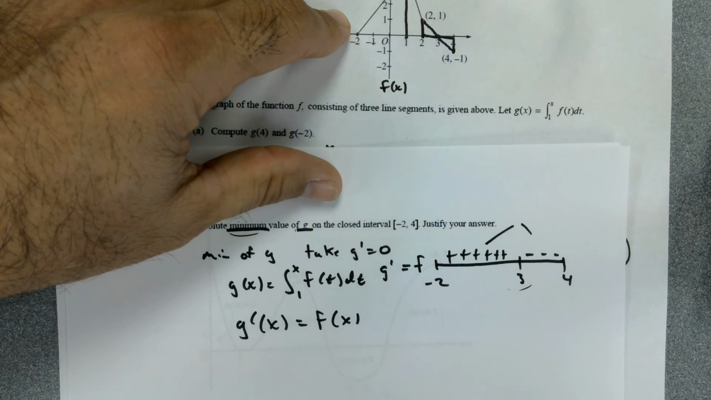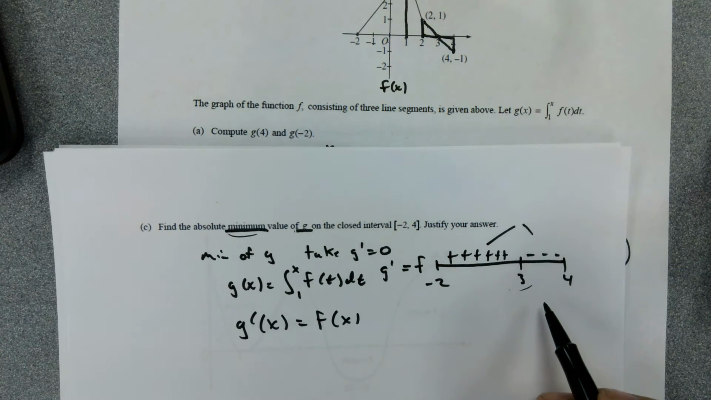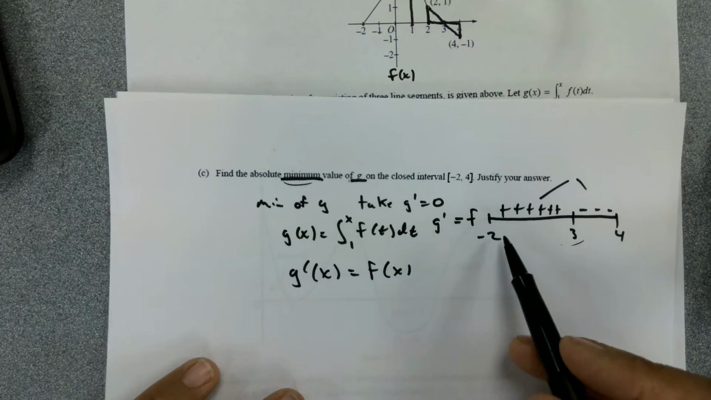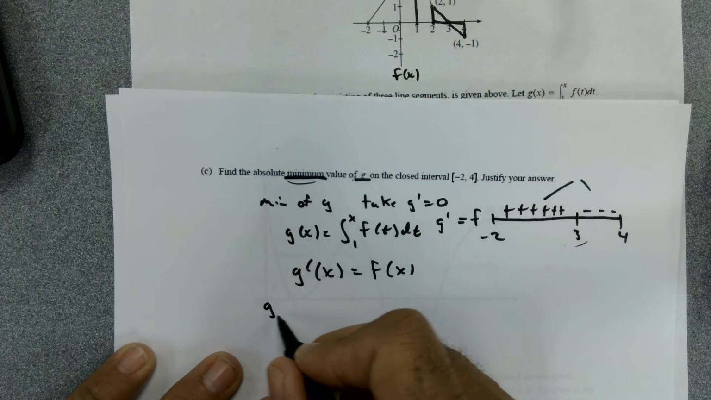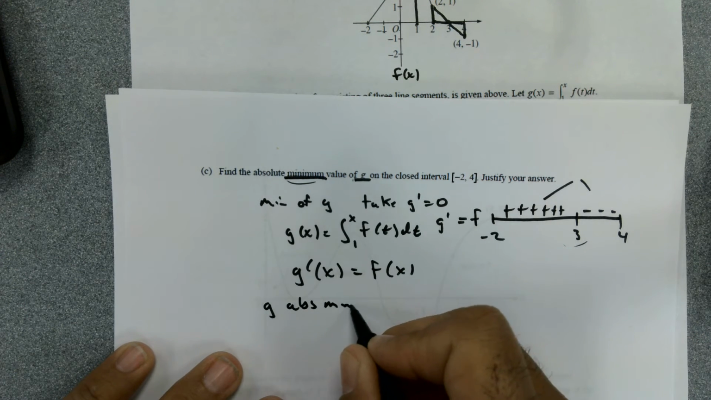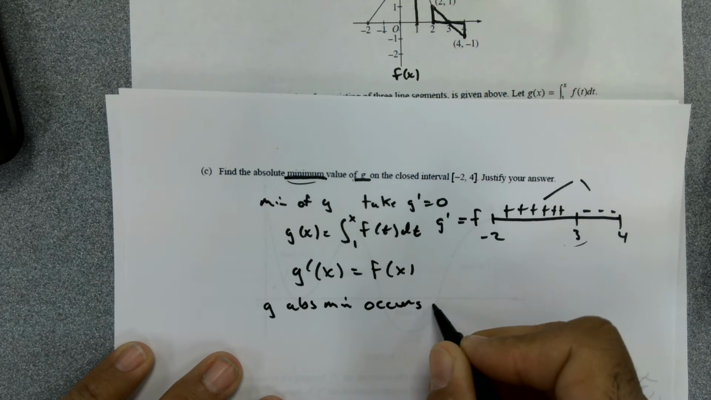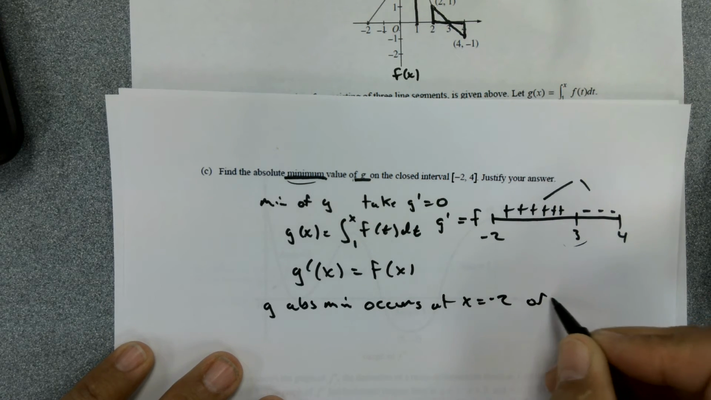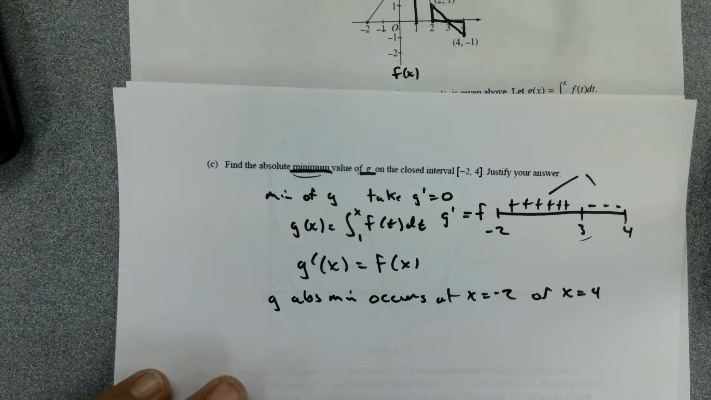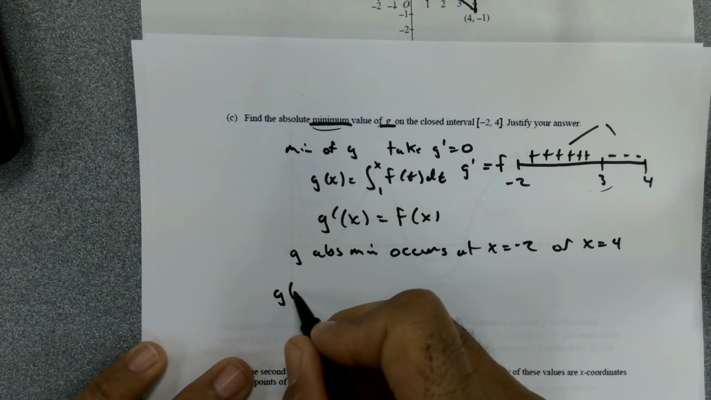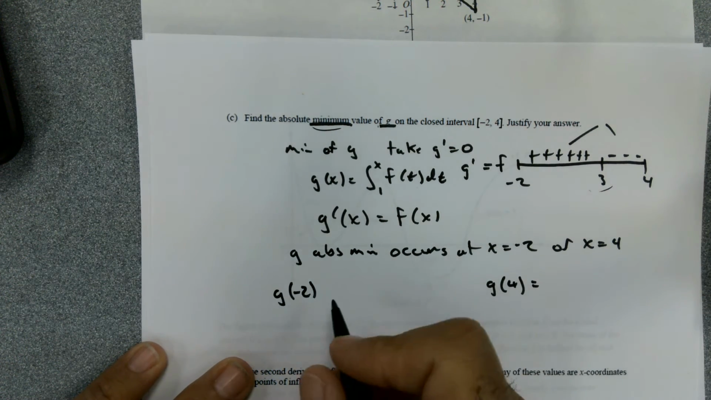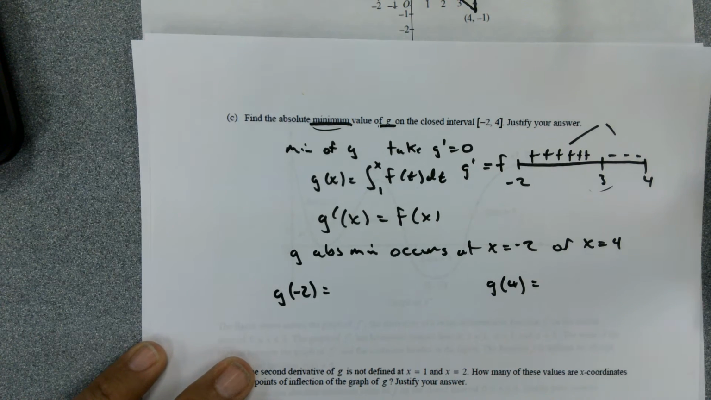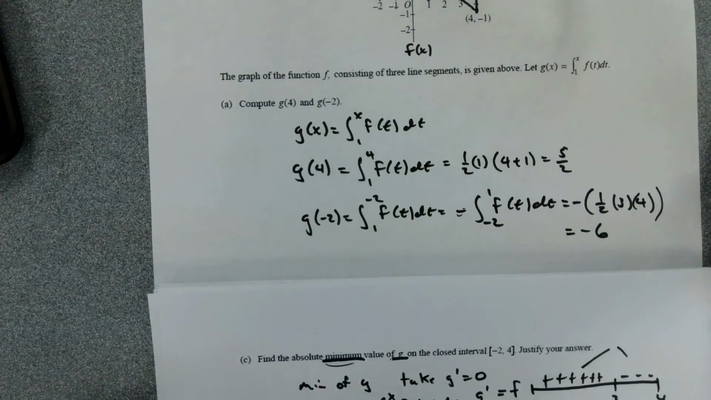So we want the absolute minimum. So the absolute minimum can occur at negative 2 or it can occur at 4. So we can say g's absolute min occurs at x equals negative 2 or x equals 4. So what that means is I need to find g of negative 2 and g of 4. And whichever value is smaller, that's going to be your absolute minimum. So g of negative 2, hey, we did that.